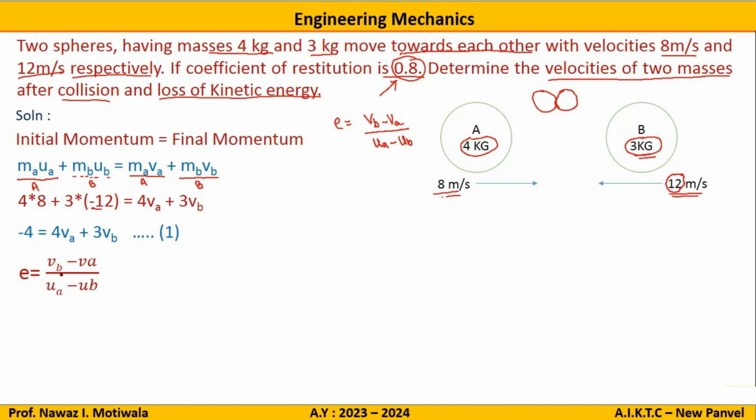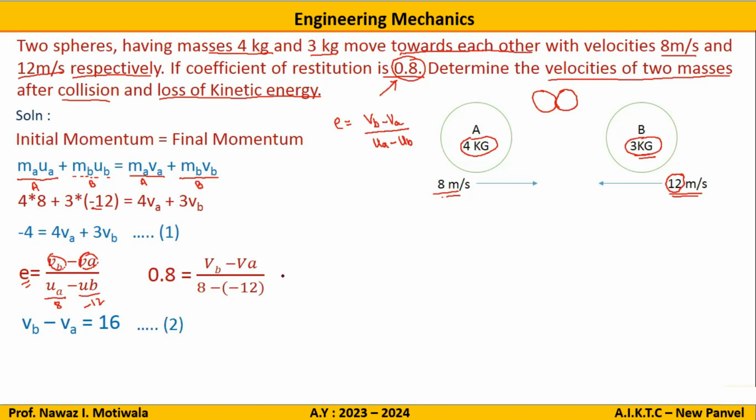Now in this equation, the value of e is known to us. vB we are required to find out, let it be as it is. vA also we are required to find out, let it be as it is. uA is given to us as 8 meter per second and uB is given to us as minus 12 meter per second because it is going towards left side. Just substituting these values, I will get the equation as 0.8 is equal to vB minus vA divided by 8 minus of minus 12. On solving it further, I will get the equation as vB minus vA is equal to 16. Let this be equation number 2.